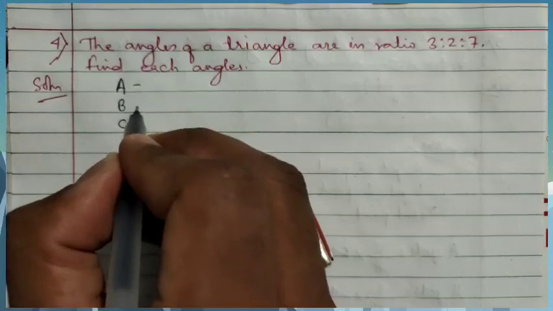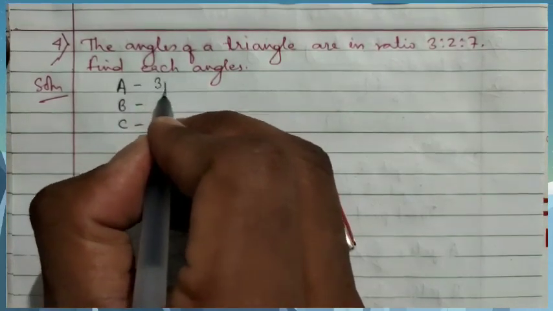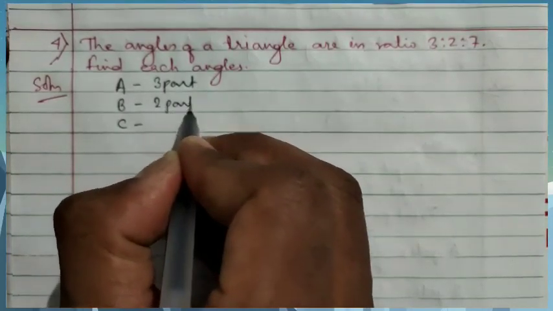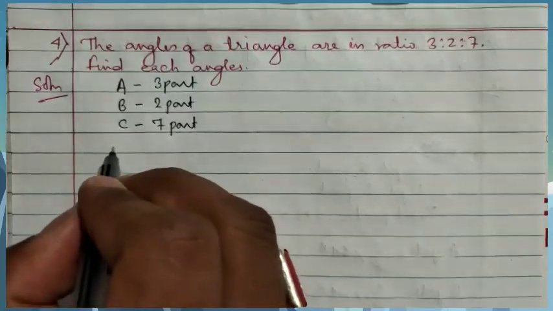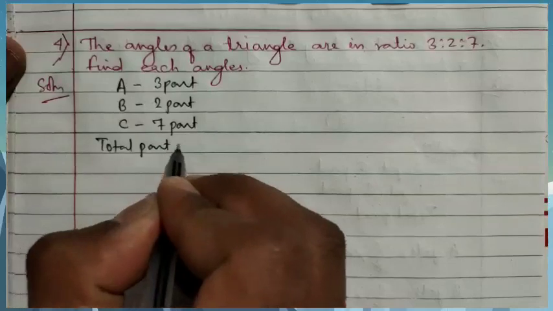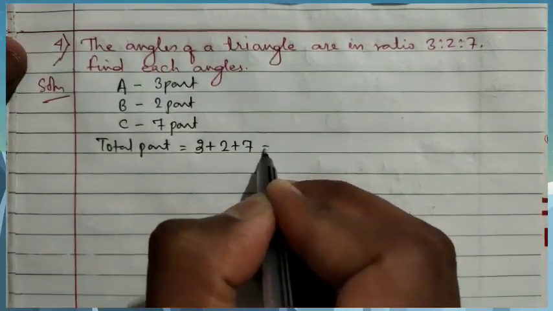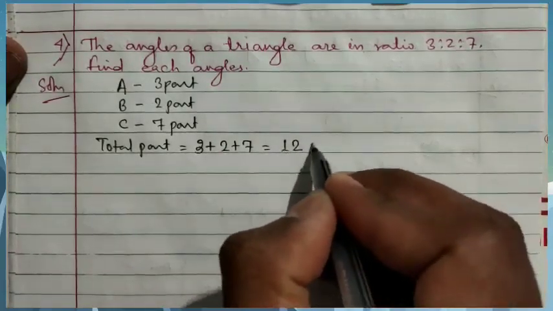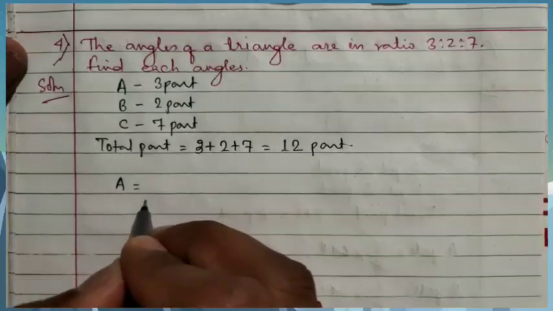First angle A, second angle B, third angle C. A has 3 parts, B has 2 parts and C has 7 parts. Now next we will calculate the total parts. What is the total part of the angle? That will be 3 plus 2 plus 7. 3 plus 7, 10, plus 2, 12. Total is 12 parts.